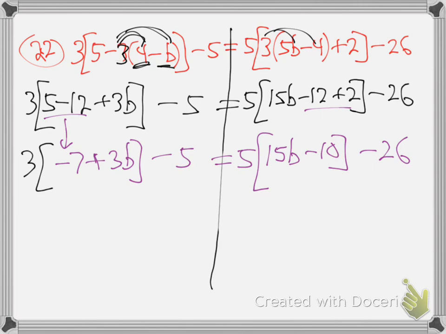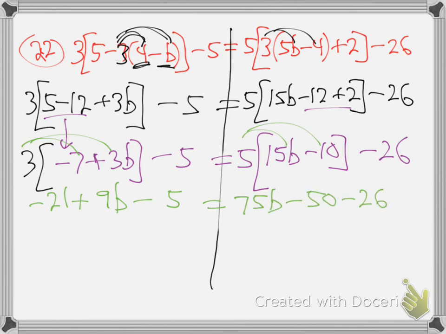Now we're going to need to distribute from the outside. The 3, boom, boom. Minus 21 plus 9b. And boom, boom. 75b minus 50. See how the brackets dropped off? Because the floodgates came down, water from the outside went in. Combine like terms, minus 21 minus 5 is minus 26. And minus 50 minus 26 is minus 76.